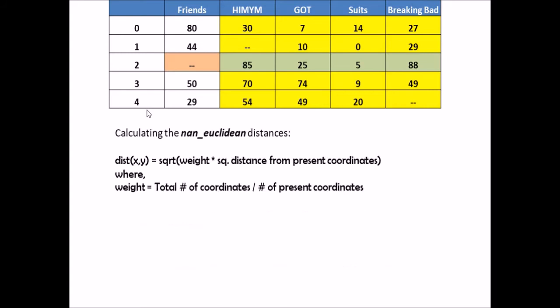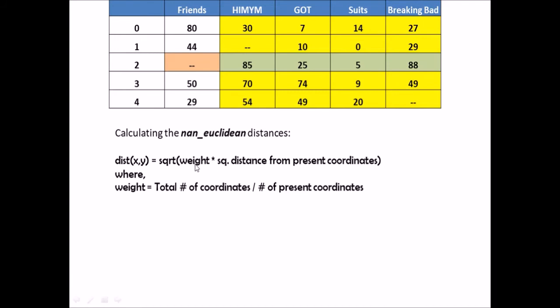Okay, so the first: what is a non-Euclidean distance? It is a simple Euclidean distance but with a small modification. Now we are going to calculate the square of the distances at each coordinate. For example, for How I Met Your Mother, we'll do 85 minus 30 the whole square, and then add 25 minus 7 the whole square, 5 minus 14 the whole square, and 88 minus 27 the whole square. Okay, so we'll calculate the sum of all these squares and then multiply that with a weight coefficient.